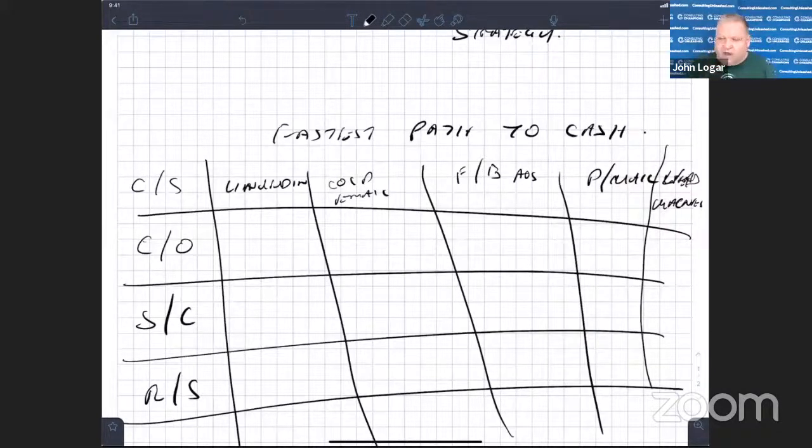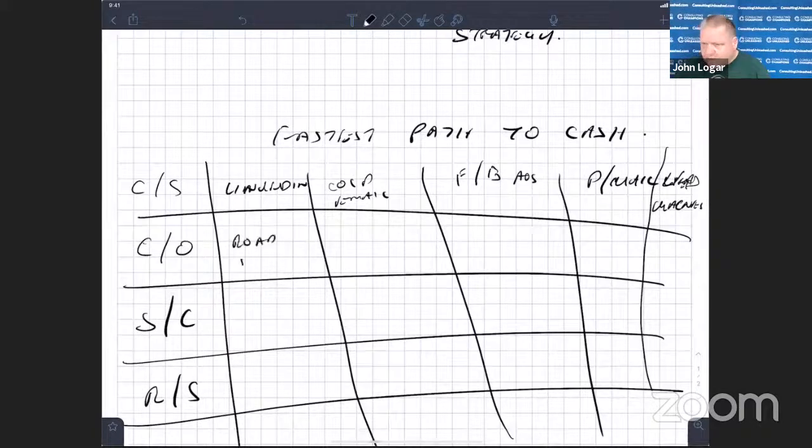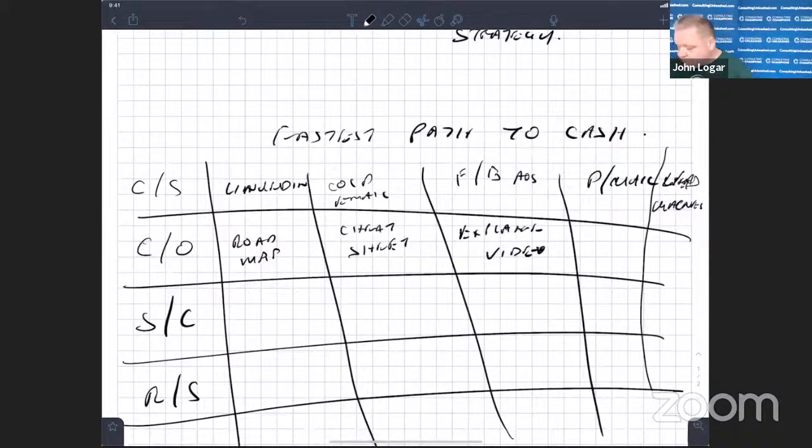So then what's our creative offer? Our creative offer could be a roadmap. It could be a cheat sheet. It could be an explainer video. It could be some training. It could be a case study. So what is our creative offer to hook people in through our process?